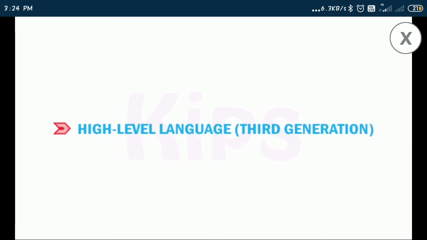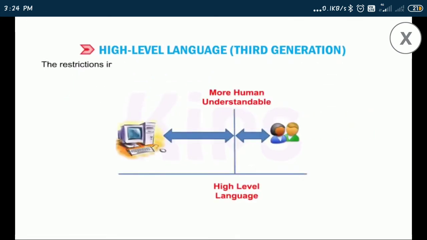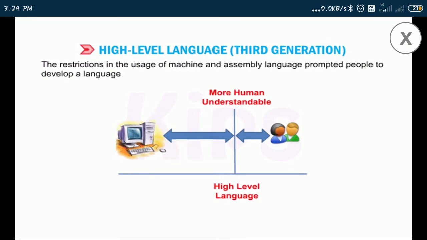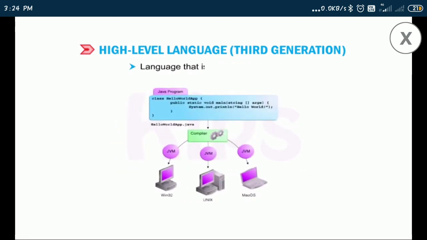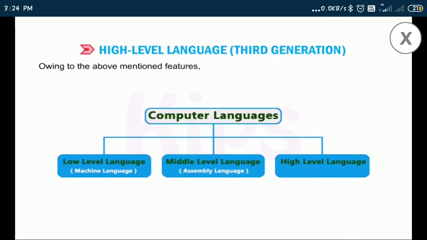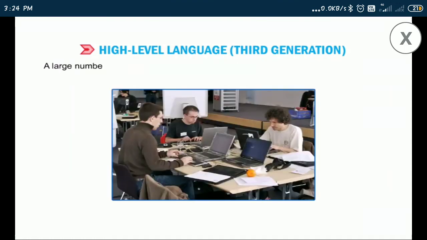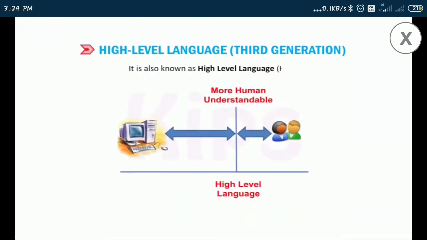Alright, we will discuss the high-level language, third generation language. The restrictions in the usage of machine and assembly languages prompted people to develop a language with the following features. Simple and user-friendly language. Language that is machine independent. Owing to the above-mentioned features, it became easy to learn and use the computer languages. A large number of people started writing computer programs using these languages. It is also known as high-level language, HLL.